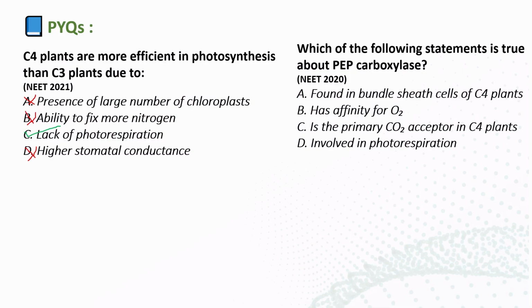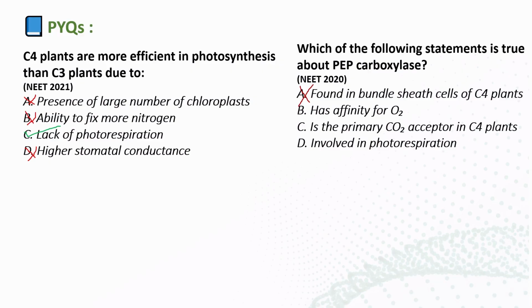PEP is formed in the mesophyll cells of the C4 plants, right? So this is not the correct answer. It is not found in the bundle sheath cells. It is found in the mesophyll cells of the C4 plants. Okay, what is the second option? It has more affinity for oxygen. And the third one is it is the primary CO2 acceptor in the C4 plants.